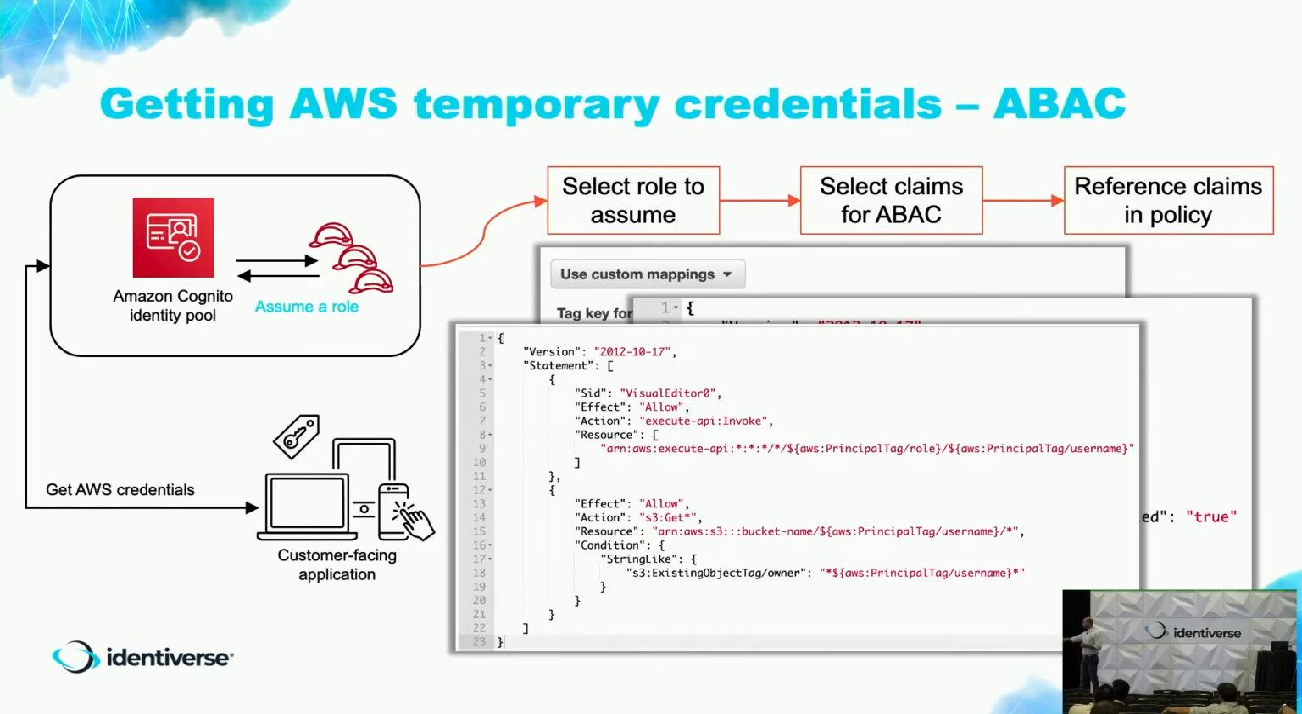The second statement is an S3 get. So this allows a user to get a file from S3 as long as the user is trying to access a file under a folder that matches their username, and as long as the file has a tag owner, and as long as the value of the owner matches the username. So this policy scales better. It doesn't matter if you have 10 users or 10,000 users. This policy doesn't need to change. And this is how you stack role-based access control and attribute-based access control on top of each other to achieve fine-grained access control in your app in general.